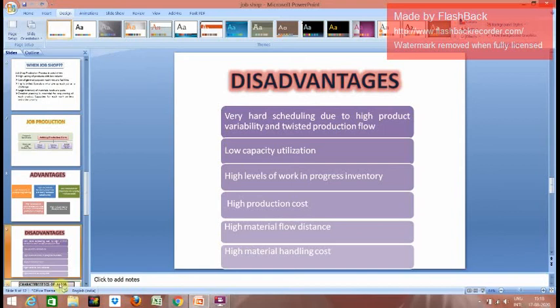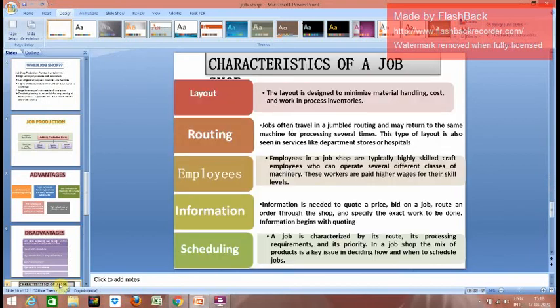Then we'll go to the very vital part of this PPT, that is the characteristics of a job shop. The characteristics of the job shop are layout, routing, employees, information, and scheduling. What is layout? Layout is designed to minimize the material handling cost. If the layout has been designed well, the material handling cost will be low, and the work will go on in a very smooth way.